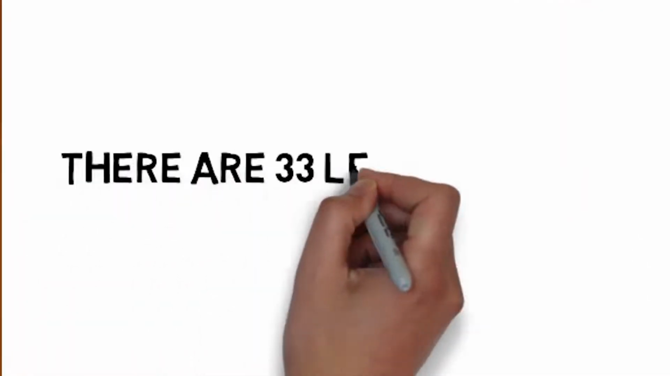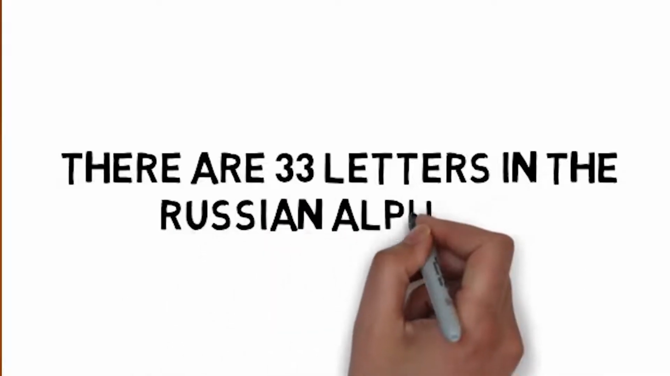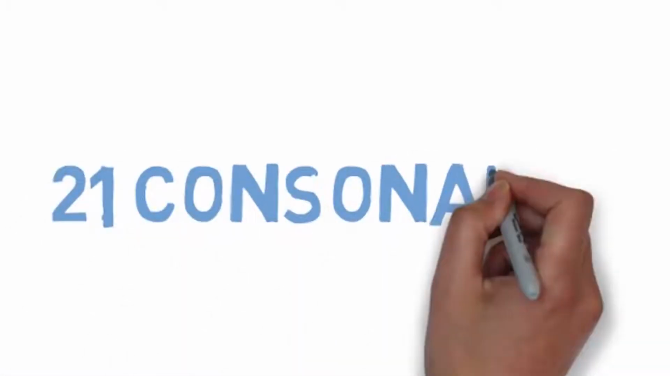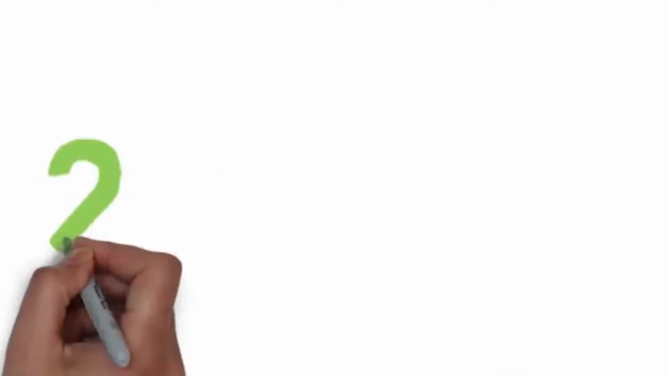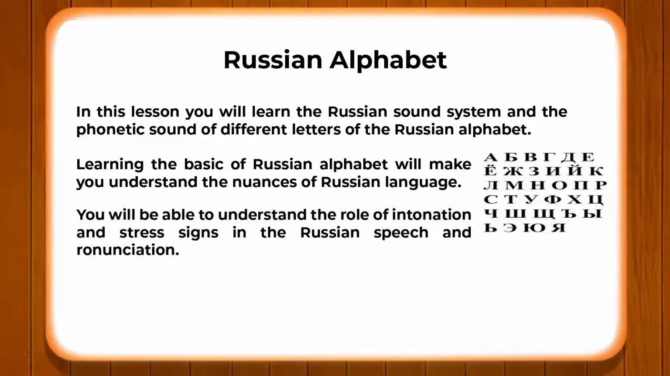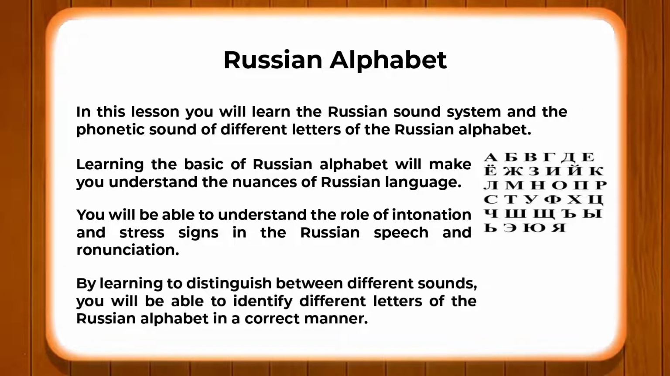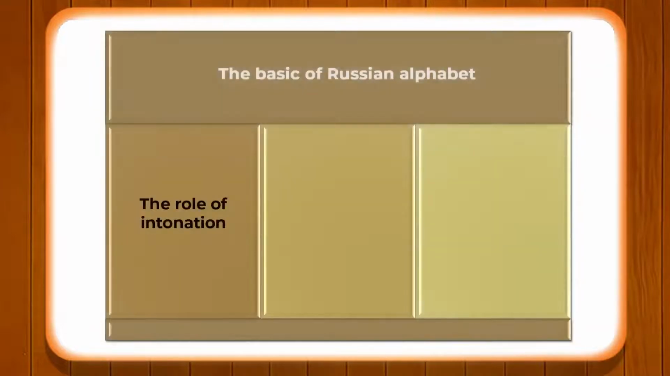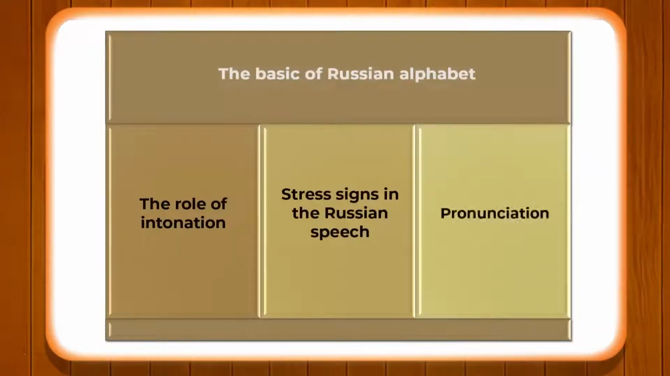In the Russian alphabet, there are 33 letters, out of which there are 21 consonants, 10 vowels and 2 signs or symbols. By doing so, you will be able to understand the role of intonation and stress signs in Russian speech and pronunciation. By learning to distinguish between different sounds, you will be able to identify different letters of the Russian alphabet in a correct manner. So now let's see them one by one so that you understand them properly.